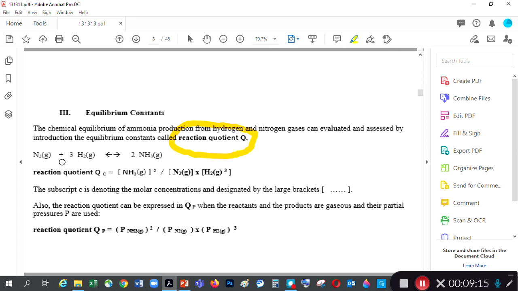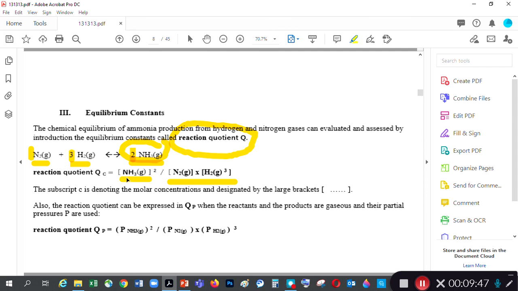So we have here ammonia produced from the combination of nitrogen with hydrogen. The reaction quotient is always the products over the reactants. So this is the product here, ammonia, and the reactants. And we have to watch for the number of moles. Here is 2, here is 3. Here in front of nitrogen is nothing, but it's understood, not written, it is 1.